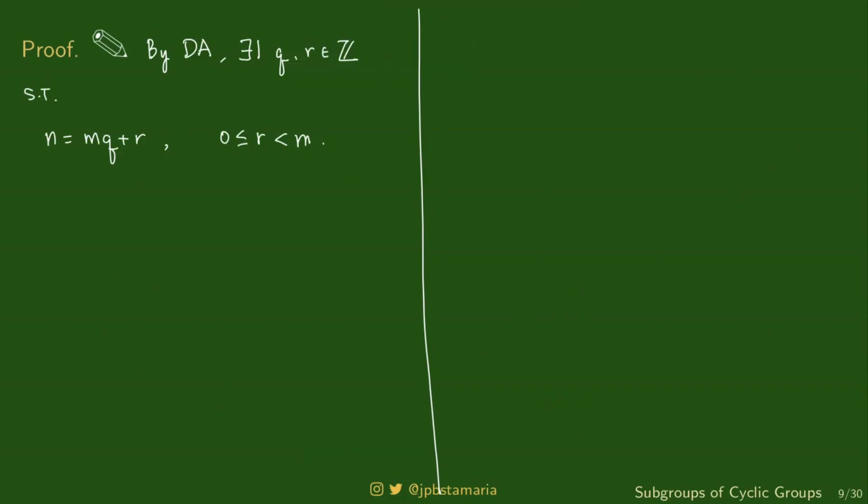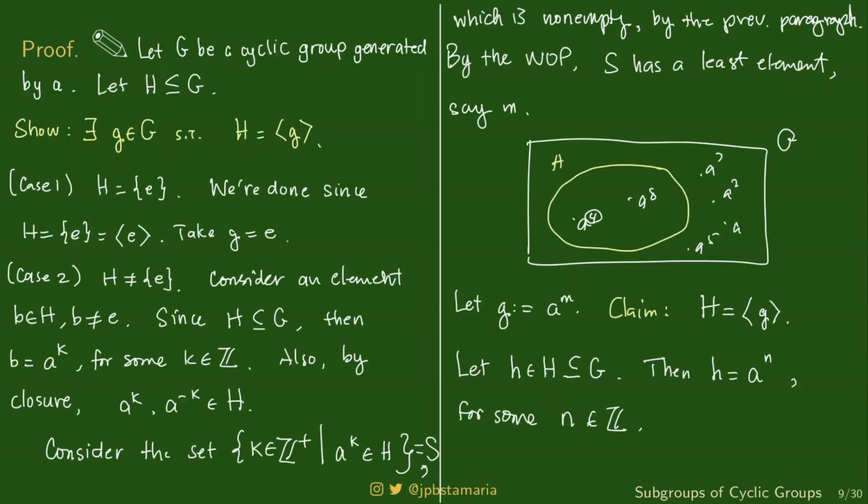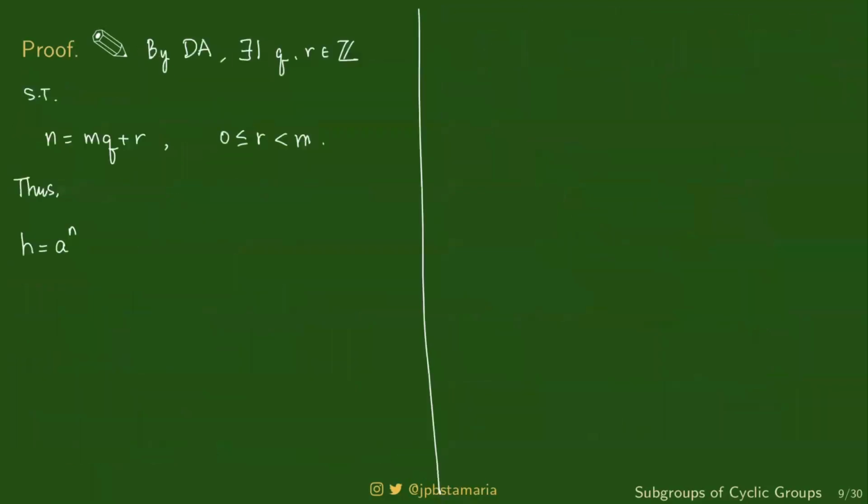Bakit ko gagawin yun? Kasi, di ba si little h ay a to the n? Tama ba ako? Si little h ay a to the n. Remember, I need to show that every element of H is a power of g. Kaya kumuha ako ng h sa capital H. I need to show that h will be a power of g. How do I do that? I started with this. Tapos, yung a to the n na yan, isusulat mo as a to the mq plus r. Laws of exponents once again. This is a to the m to the q times a to the r.